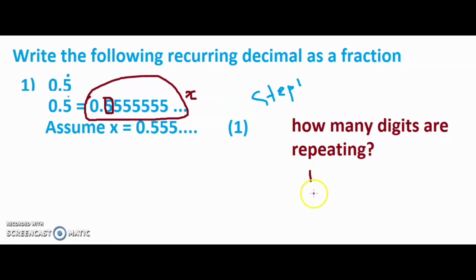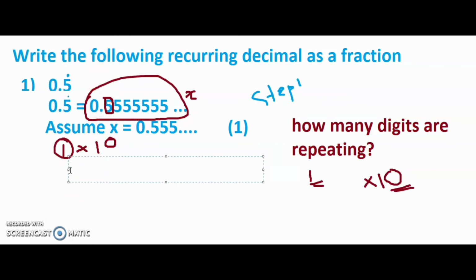As only one digit is repeating, let's multiply equation 1, that assumption, with 10. Because as one digit is repeating, multiply with 10. If there are two digits repeating, multiply with 100, and so on. So equation 1 should be multiplied with 10. We get LHS as 10x is equal to, on the right hand side multiplying by 10, 10 into 0.555 etc.